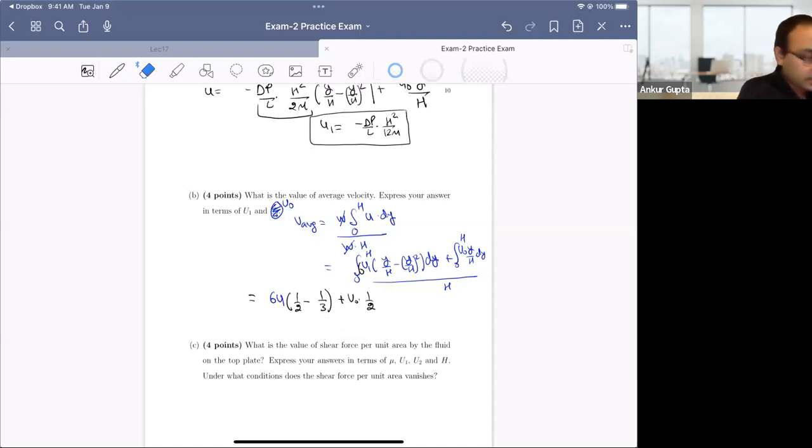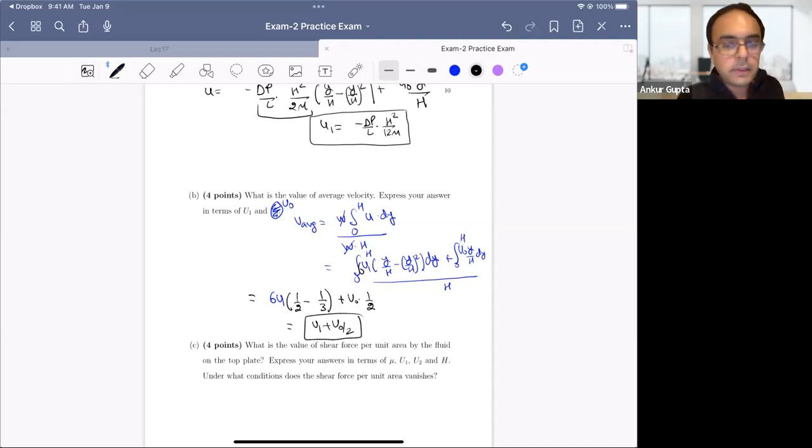6u1, so you essentially get back u1 plus u0 by 2. This is the average velocity. Yeah, 6u1 into 1 by 2 minus 1 by 3 plus u0 by 2. So u1 plus u0 by 2.